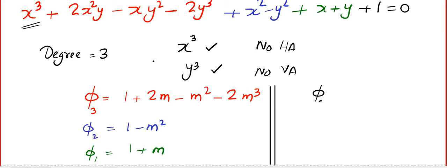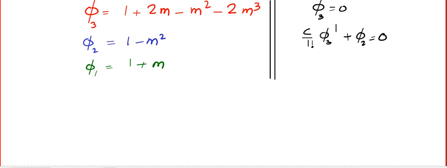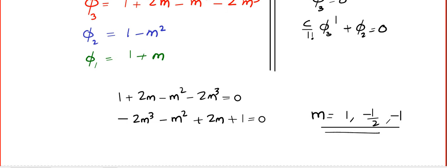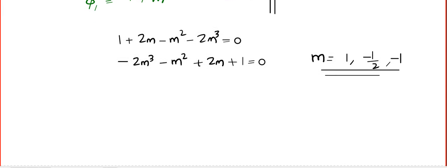Now the equations are phi 3 equal to 0, c by 1 factorial, phi 3 dash plus phi 2 equal to 0. Let's see if we have to write more equations or not. We will know only when we see repeated roots or not. If it is repeated roots, you'll have to write one more time or maybe two more times. So the first equation, 1 plus 2m minus m square minus 2m cube equal to 0. I'll put it in the proper form so that you can feed it in the calculator. Minus 2m cube minus m square plus 2m plus 1 equal to 0. And if you solve using a calculator, you're going to get 1, minus 1 by 2 and minus 1. So we have three distinct values, 1, minus 1 by 2, minus 1. So we don't need a third equation. We can handle everything with the second equation.